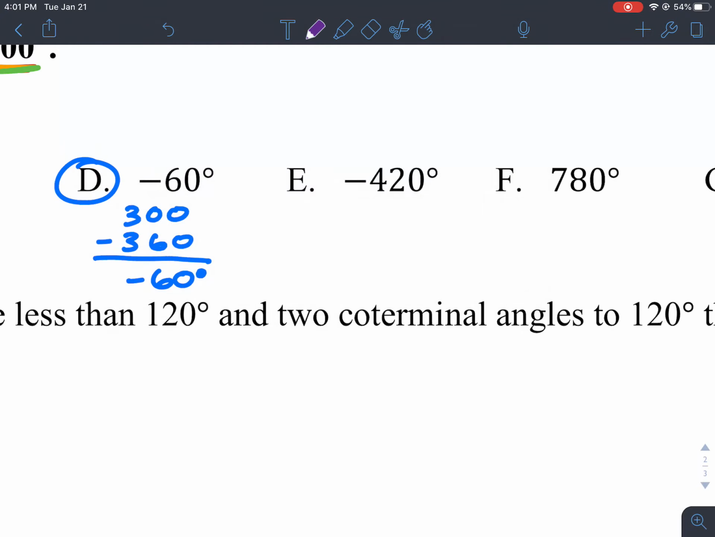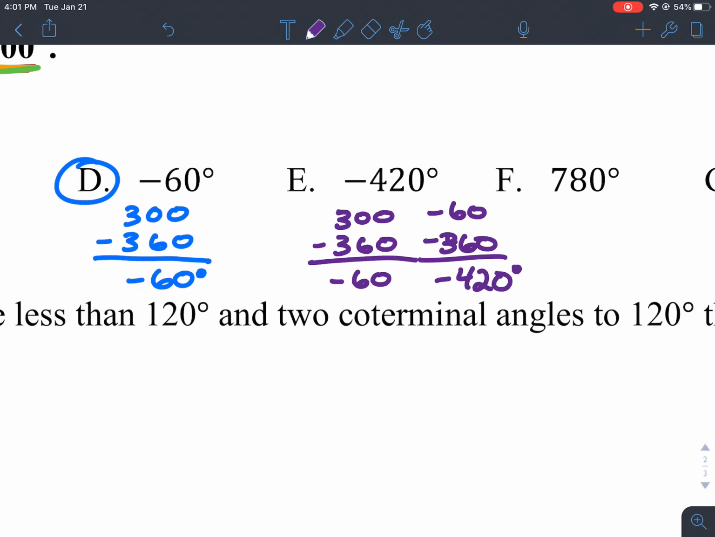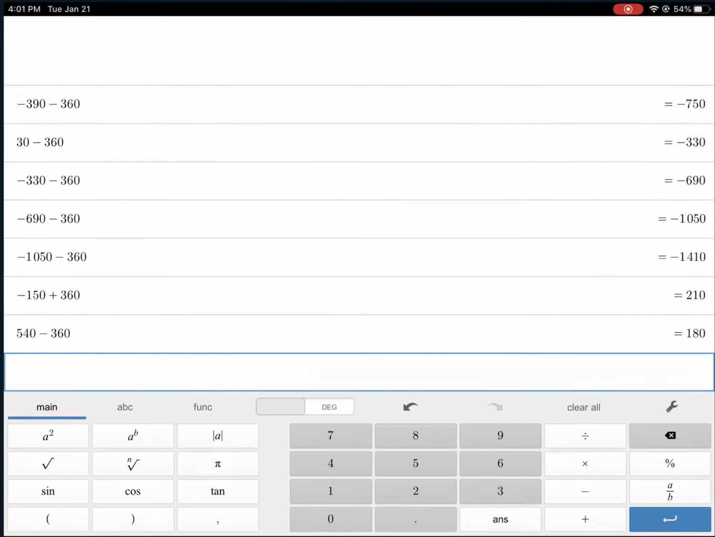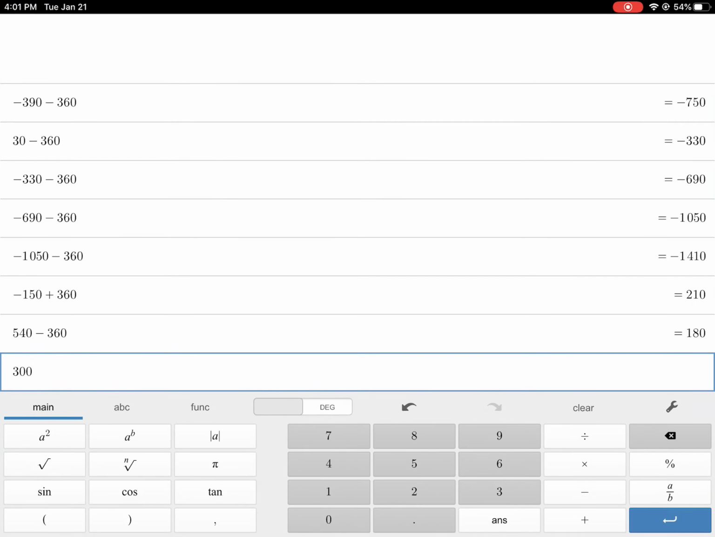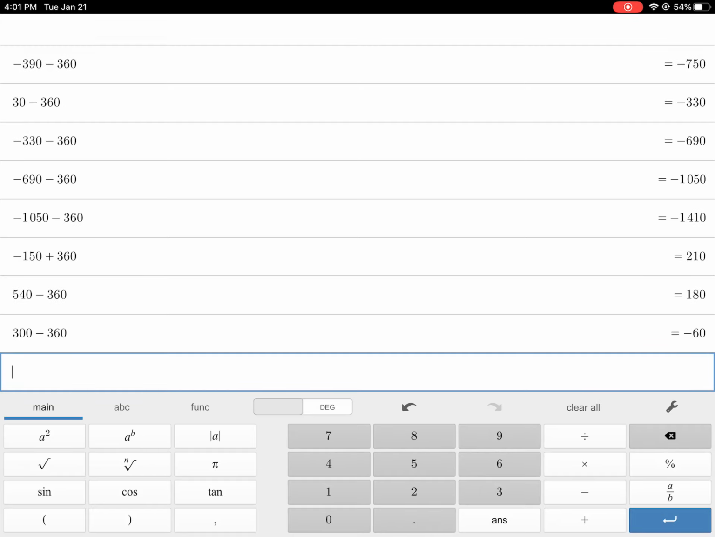For our next one here, negative 420. We start at 300. We subtract 360, and that got us to negative 60. Now, that didn't quite get us there, so we're going to take that negative 60, and we're going to subtract another 360, and that gets us to negative 420, so that works. Okay, if you want to do this on your calculator, you can. 300 minus 360 got us to the negative 60, so negative 60 minus another 360 gets us to negative 420.